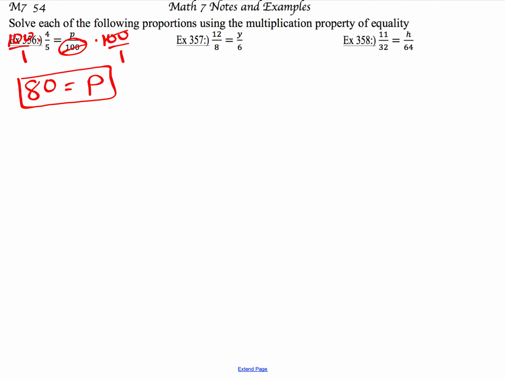Next one. Okay, on this we would multiply both sides by 6 to get rid of the number underneath. And I'm going to put divide by 1 there too, because then you realize we're dealing with fractions. We can get rid of the 6 here. Y equals 6 times 12 is 72, divided by 8 is 9.